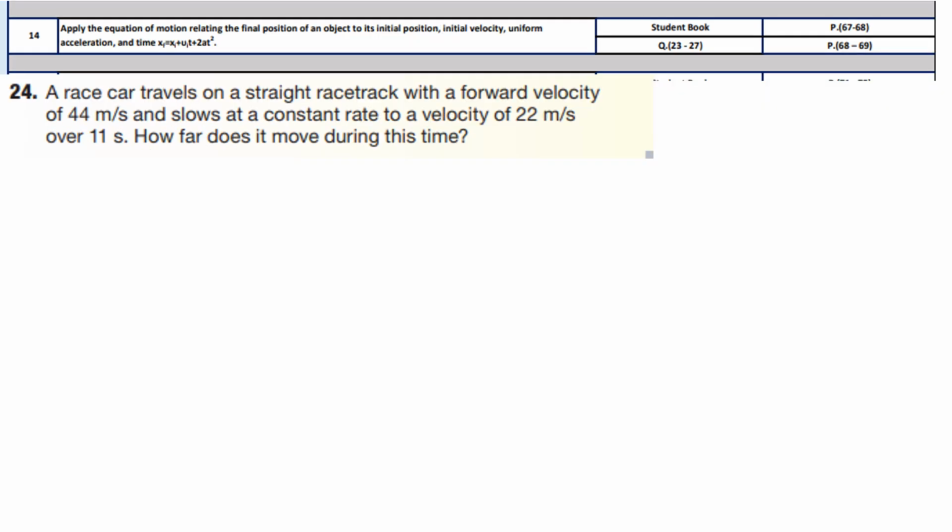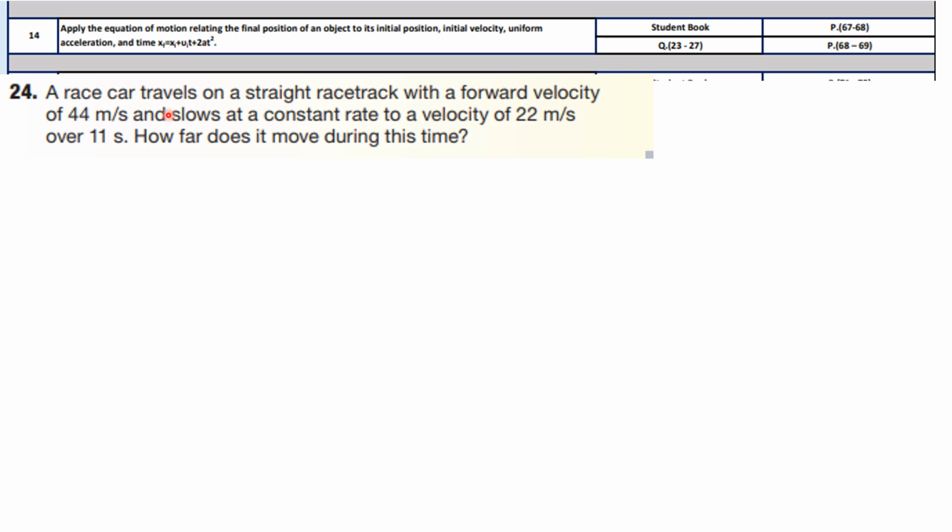Bullet number 14: apply the equation of motion relating the final position of an object to its initial position, velocity, and uniform acceleration. We can choose any problem between 23 and 27, so I choose question number 24. A race car travels on a straight racetrack with a forward velocity of 44 meters per second and slows at a constant rate to 22 meters per second over 11 seconds.